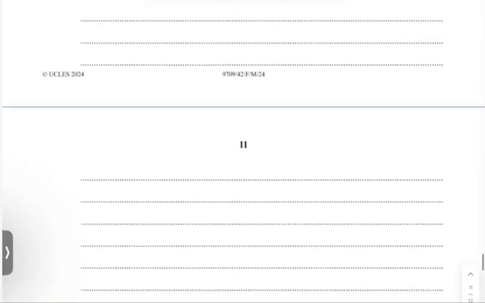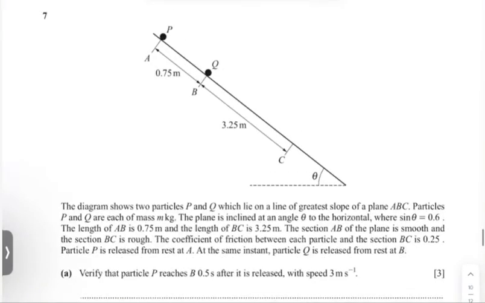All right, this is now our last question, and I'm seeing what probably is going to be momentum on a slope. Let's see what it has to offer us. The diagram shows two particles, P and Q, and a line of greatest slope of the plane ABC. Particles P and Q are each of a mass of m kgs, so they both have the same mass. The plane is inclined at theta to the horizontal.